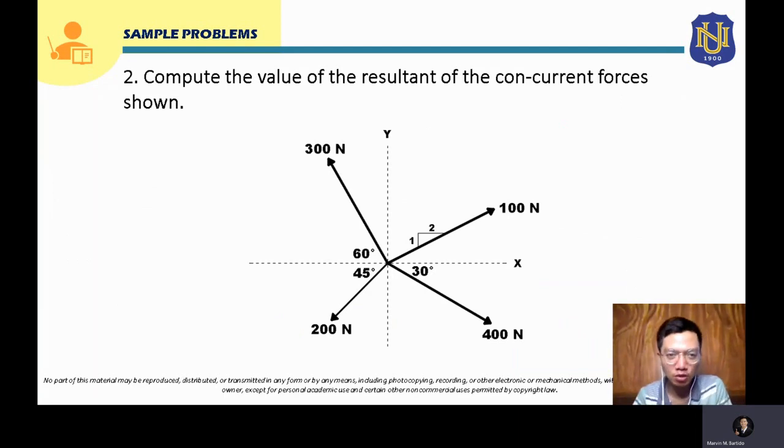Now, for sample problem number 2, we have to compute the value of the resultant of the concurrent forces shown. Again, we have here 1, 2, 3, 4 concurrent forces. So we really have to solve this using the component method. So let's solve this.